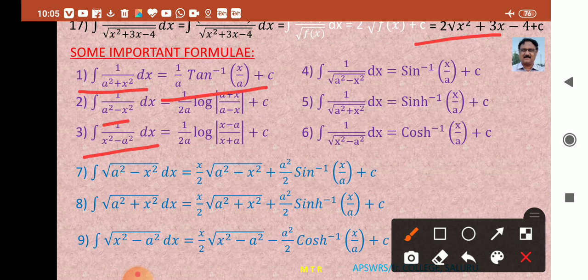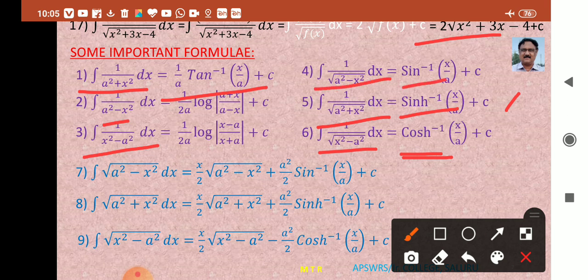Similarly, integral 1 by root of a square minus x square dx is sin inverse x by a. 1 by root of a square plus x square is equal to sin h inverse x by a. 1 by root of x square minus a square is cos h inverse x by a. Root a square plus x square gives sin h inverse. Root x square minus a square gives cos h inverse. Root a square minus x square gives sin inverse, not sin h inverse.